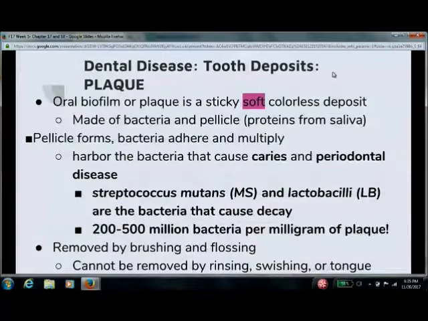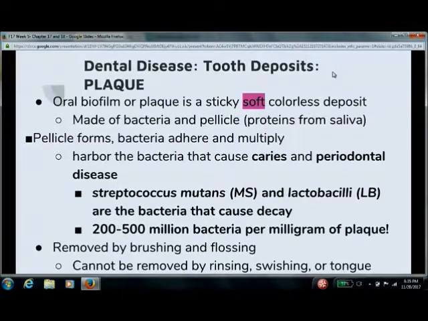And what is plaque made up of? Plaque is bacteria and some sticky stuff called pellicle. Pellicle are proteins in the saliva. So pellicle forms about 20 minutes after we brush. So we've got proteins from the saliva that begin to stick to the tooth. That's not harmful. What's harmful is that the bacteria then stick to those proteins, and then they start to multiply, because that's what bacteria do best, is they make more of themselves.